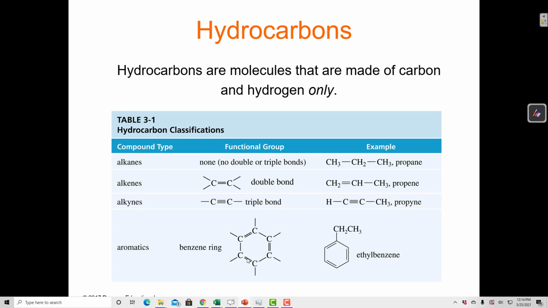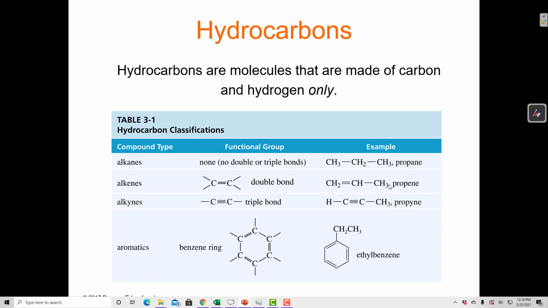So the point is that propane is a compound that contains 1, 2, 3 carbons, and 3 plus 3, 6, plus 2, 8 hydrogens. So C3H8 is propane. And propane is different than propene, which has 1, 2, 3 carbons, and 1, 2, 3 plus 3, 6 hydrogens. So it has 2 fewer hydrogens, right? H8, H6.